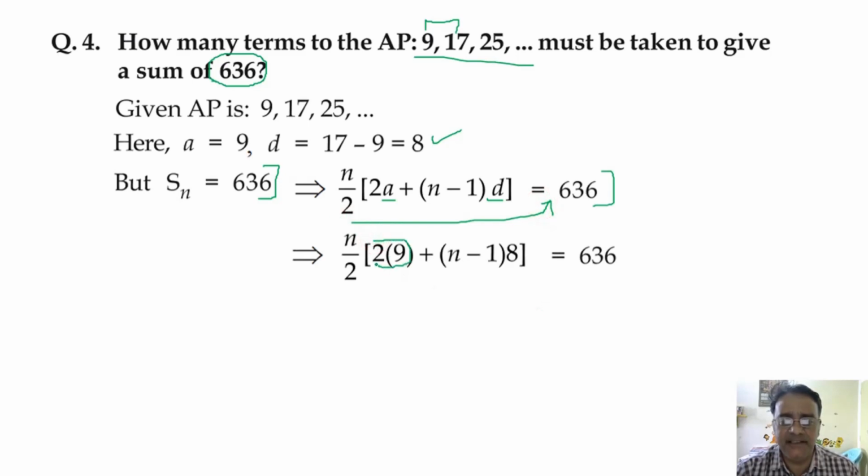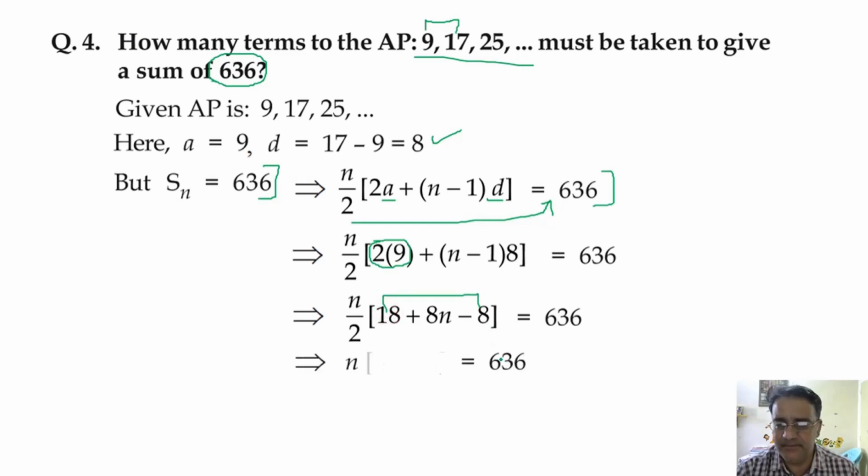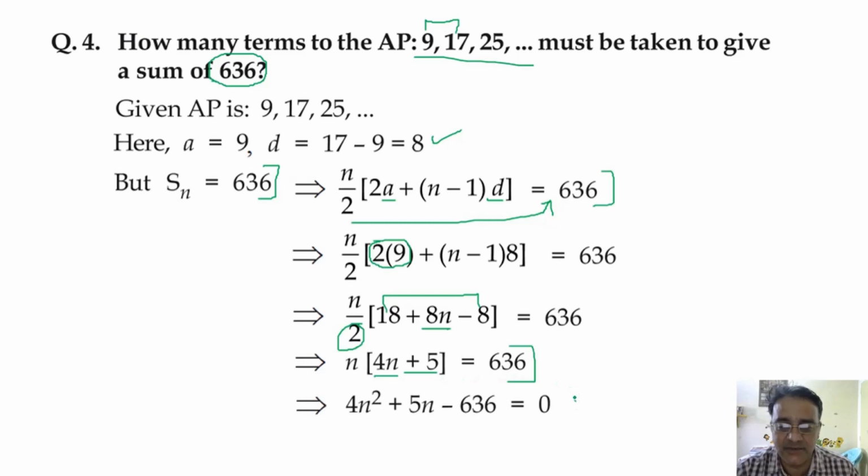So this will become 18 plus 8n minus 8. 18 minus 8 will become plus 10, and you can divide all these numbers by 2. So 10 divided by 2 is 5, and 8 divided by 2 is 4. So we will get one quadratic equation, that is 4n square plus 5n minus 636 is equal to 0. Now we have to solve this quadratic equation.